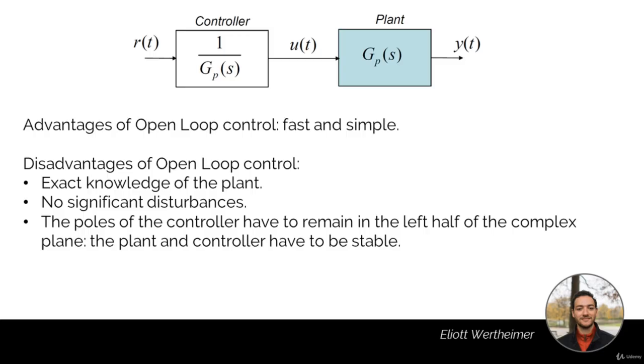Finally, the poles of the controller have to remain in the left half of the complex plane. The plant and the controller have to be stable. So to get a stable output, you need your controller to be stable on its own, but you also need your plant to be stable. So you have a lot of constraints to make this work, and even if it works, it won't be reactive, and it won't be extremely useful in demanding conditions.